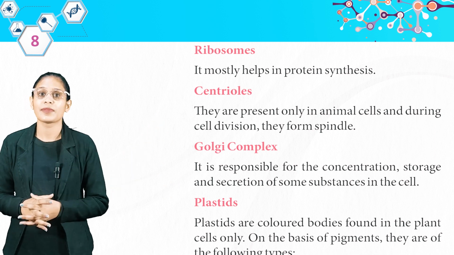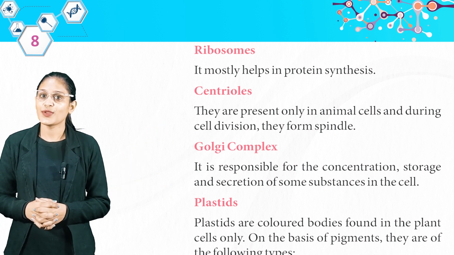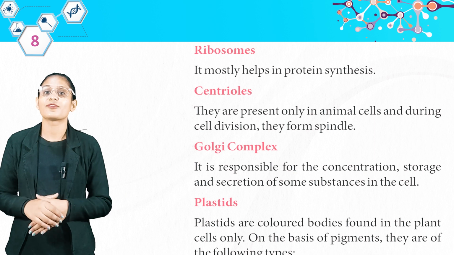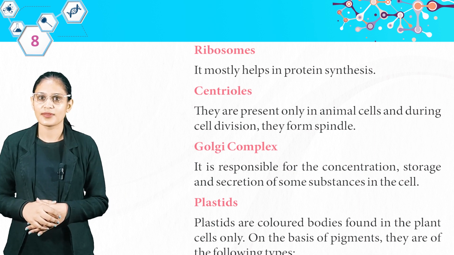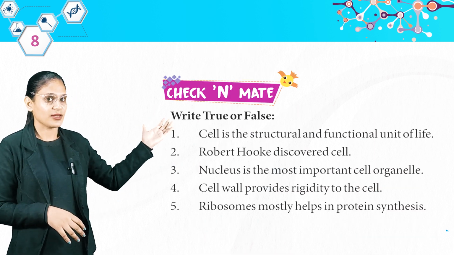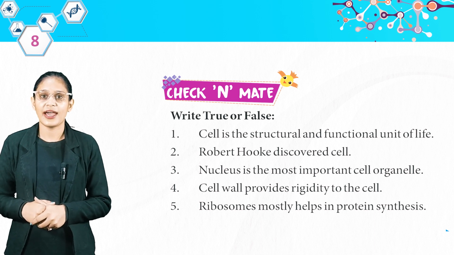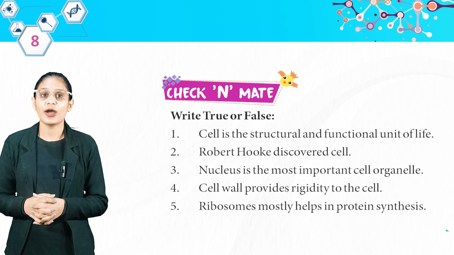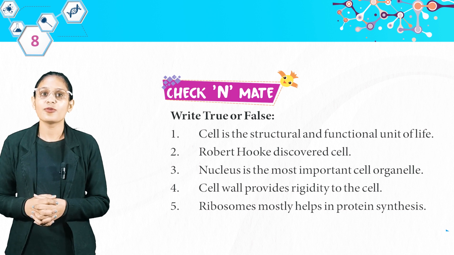Then plastids. Plastids are colored bodies found in the plant cells only. On the basis of pigments, they are of the following types. Students, here we have check and mate. You can do it by yourself as we already read about these things. Now we are going to read about the types of plastids.